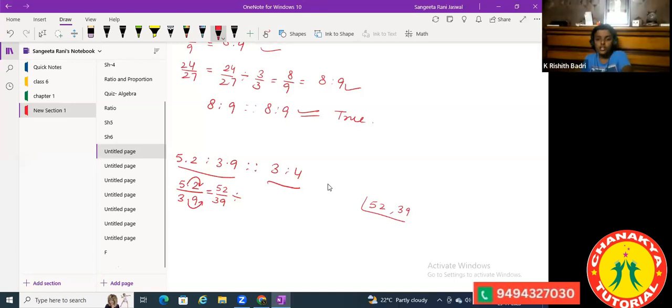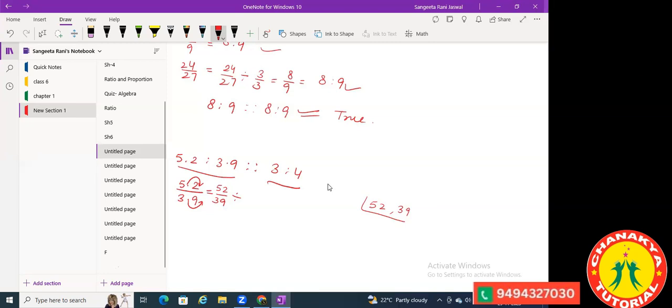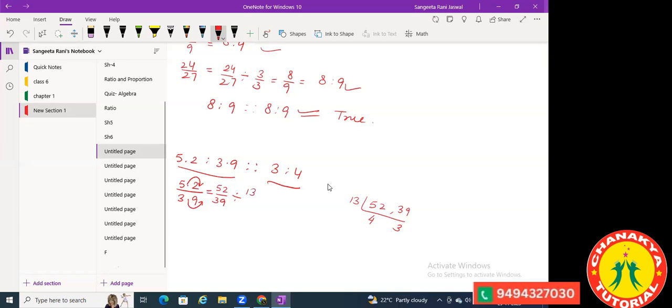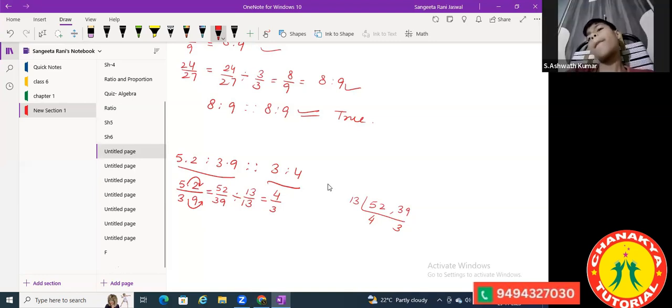52 is not divisible by 5. Can it go with 13? 13 threes is 39. And 13 fours is 52. So it can go with 13, the highest common factor. So this is coming to be 4 by 3. And the other one is 3 by 4, already in the lowest form.